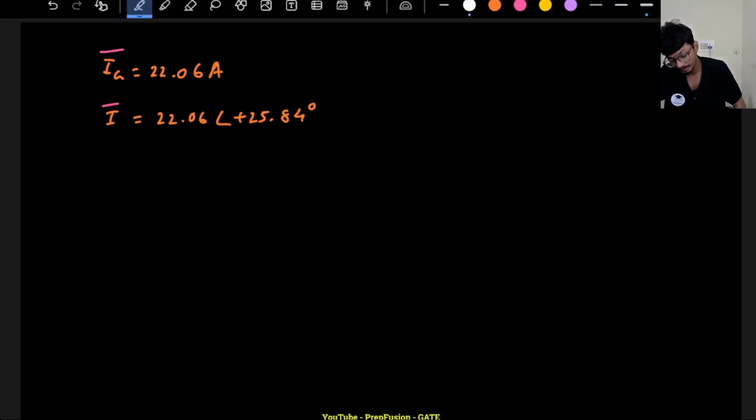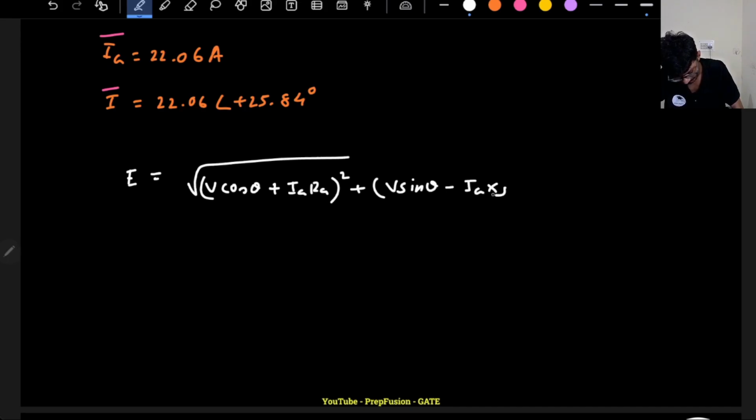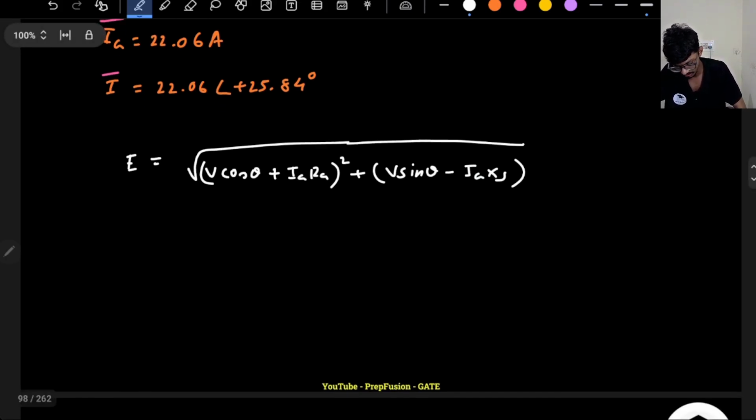So now if you remember the formula, what was the formula? Where the load was leading, basically E was the square root of (V cos theta plus IA RA) whole square plus (V sin theta minus IA Xs) whole square. This will always be plus IA RA. This was the formula. This we derived in the previous lecture, right? And this is a very basic formula that you must remember. Okay, this is required actually.